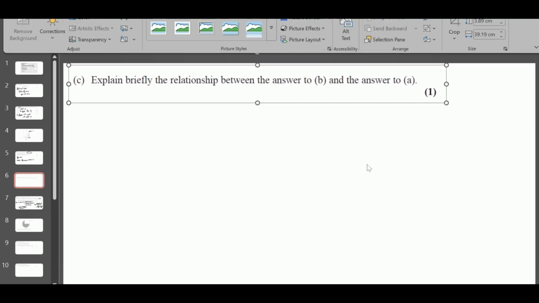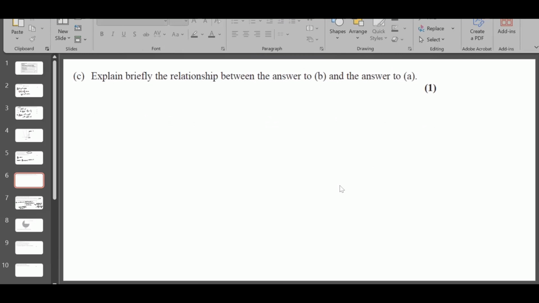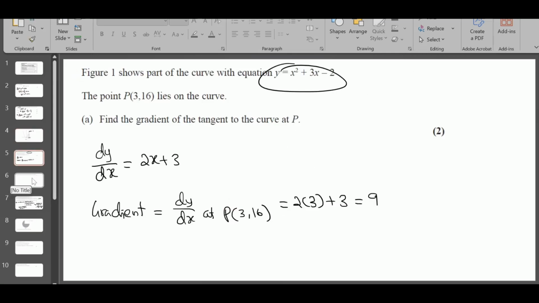Okay, I have taken part C here. Just one more question, but I need to explain it properly. Explain briefly the relationship between the answer to part A and part B. In answer to part A, the gradient at P is 9.